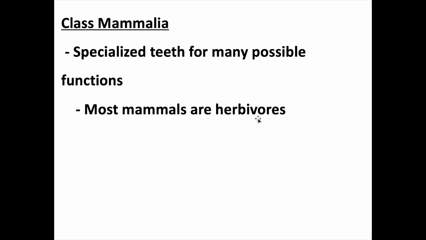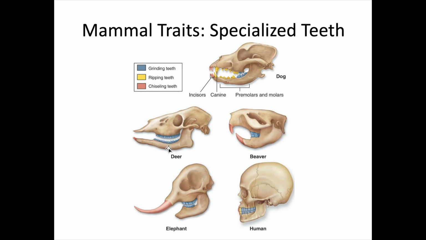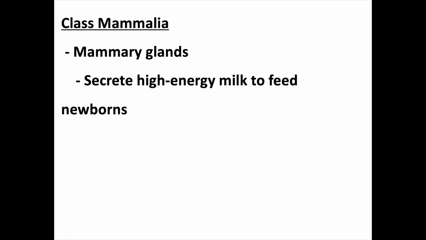Most mammals are actually herbivores, and having teeth that are really good at grinding up grass and leaves and plant matter makes us very successful herbivores. I mean, if you think about all the animals on the planet that make a living eating grass and leaves, the vast majority of those are going to be mammals. So we're really good at that.